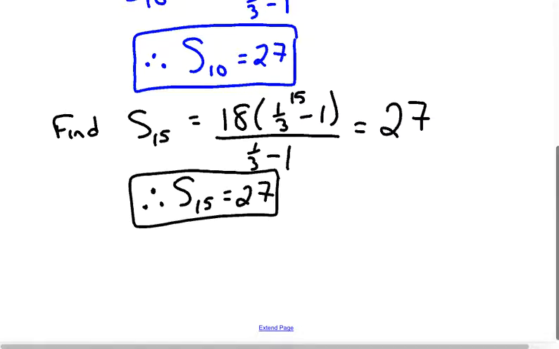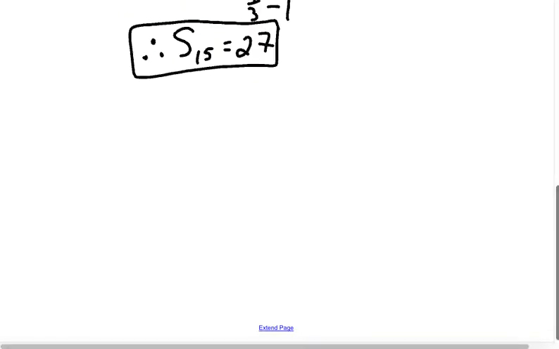Now, what do you think would happen if I said the first 30? Or the first 45, or the first 100, or the first 1,000. In all of those cases, it is going to come back to the same answer. So if we wanted to find the sum to infinity, now we can just use the formula.